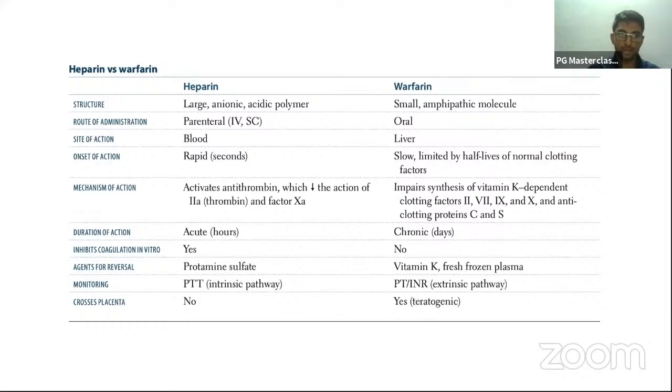Heparin versus warfarin. Heparin is a larger anionic polymer, whereas warfarin is a small amphipathic molecule. Route of administration: heparin is intravenous, warfarin is oral. Site of action: heparin is in blood, warfarin is in the liver, because it affects gamma carboxylation in the liver. So its antidote is vitamin K injection. Duration: heparin, as sir told, has a shorter half-life and rapid onset of action, whereas warfarin takes days. Agents of reversal. Monitoring is APTT for heparin and INR specifically for warfarin.